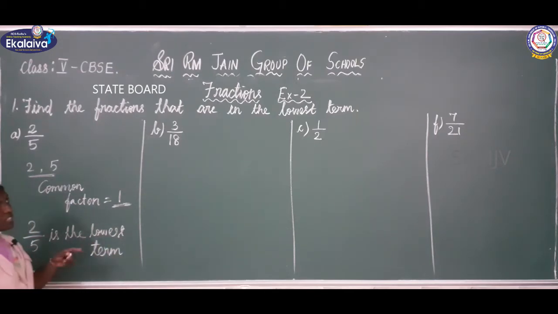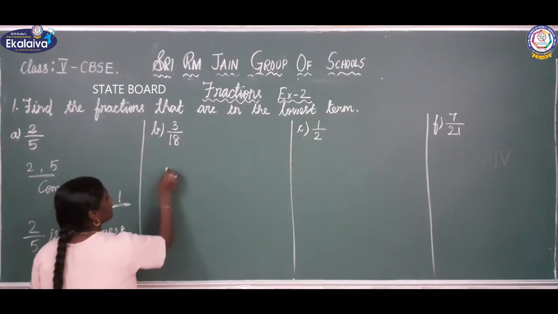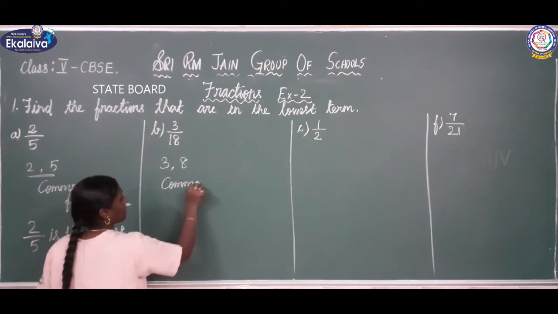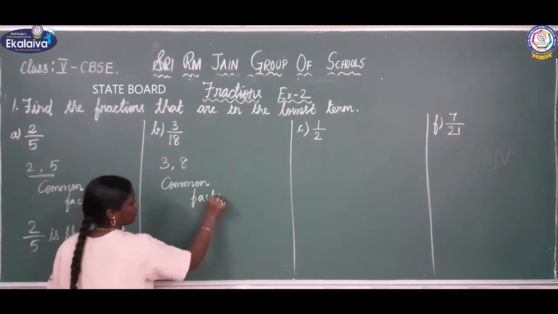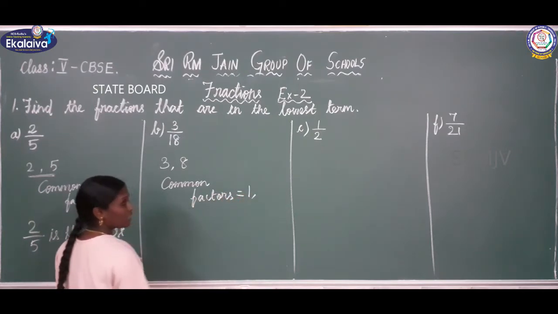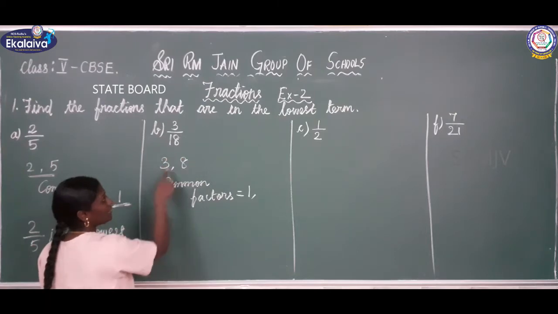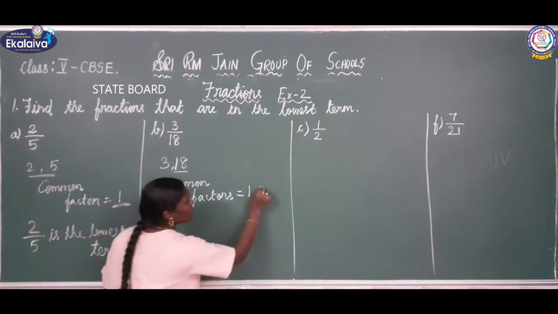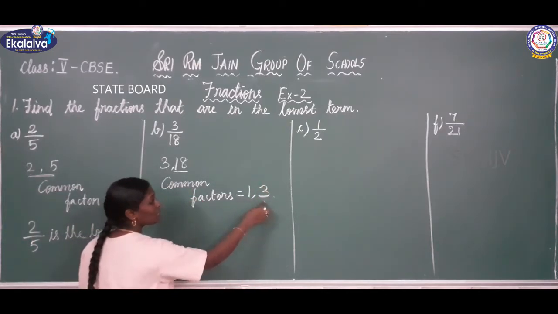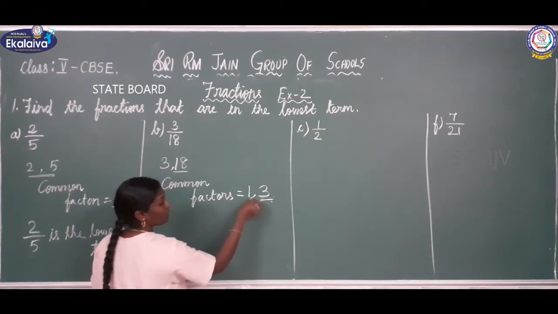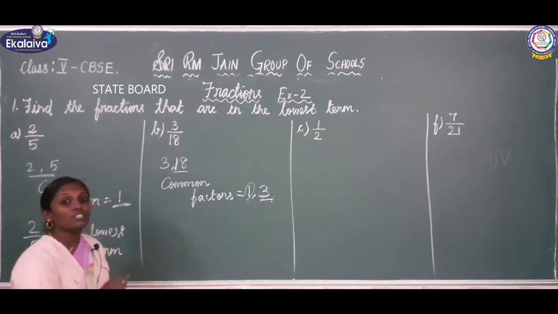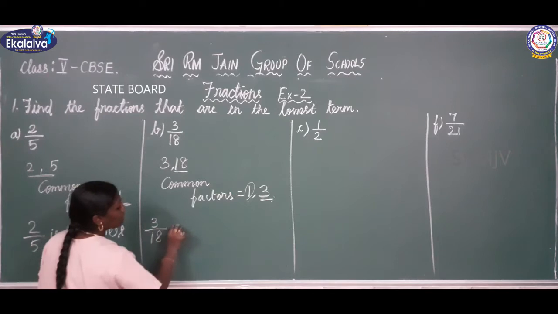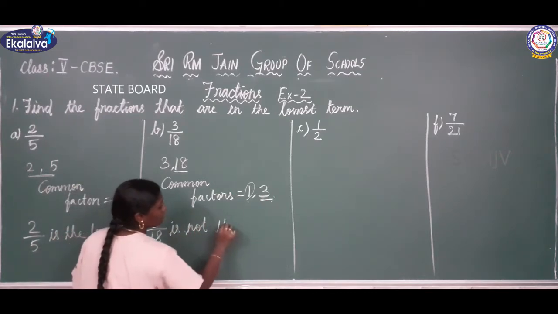Okay, here see the next fraction, 3 and 18. For 3 and 18, which are the common factors? One is the factor for all numbers, and 3 and 18 are divisible by 3. So 3 is another common factor. Here these two numbers have another common factor except 1. So this fraction is not in the lowest term. 3 by 18 is not the lowest term.